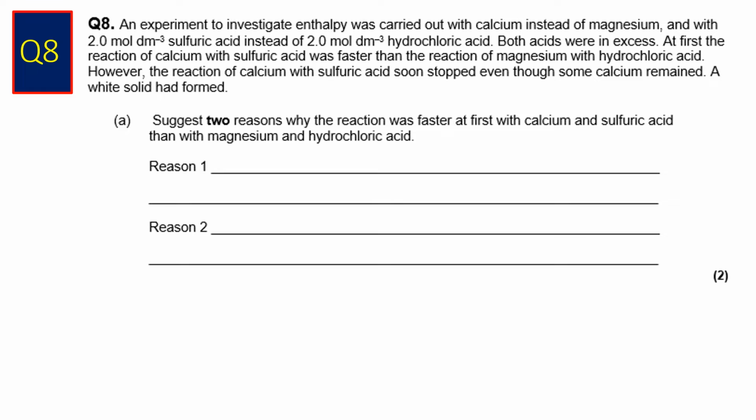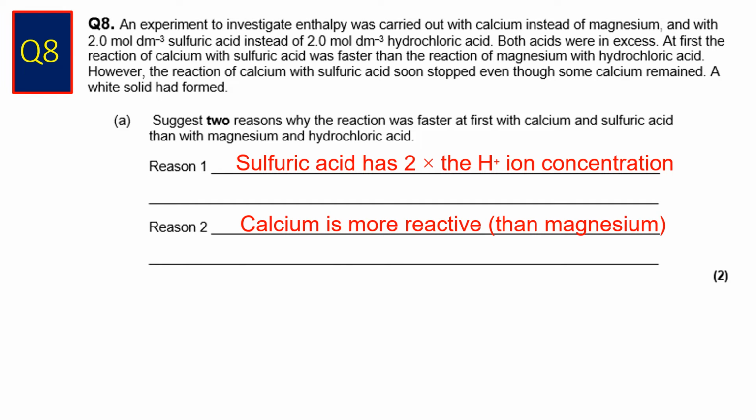Suggest 2 reasons why the reaction was faster at first with calcium and sulfuric acid rather than magnesium and hydrochloric acid. I think a few of you will be a bit disappointed you didn't get these marks because some of these we can link to your C4 module at GCSE looking at strong and weak acids for 1 of the points. So sulfuric acid has 2 times the hydrogen plus ion with H2SO4. It's a strong acid, so it fully ionises, whereas HCl only has 1 H plus ion. The other reason, which a few more of you got, going back to your reactivity series from C4 at GCSE, is that calcium is more reactive than magnesium.